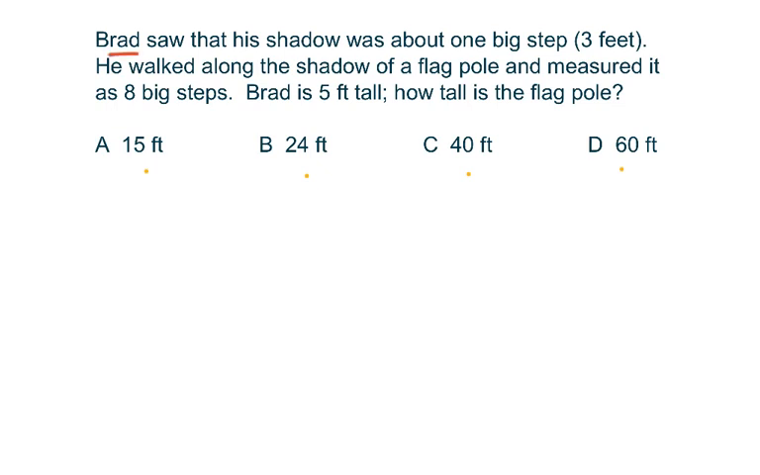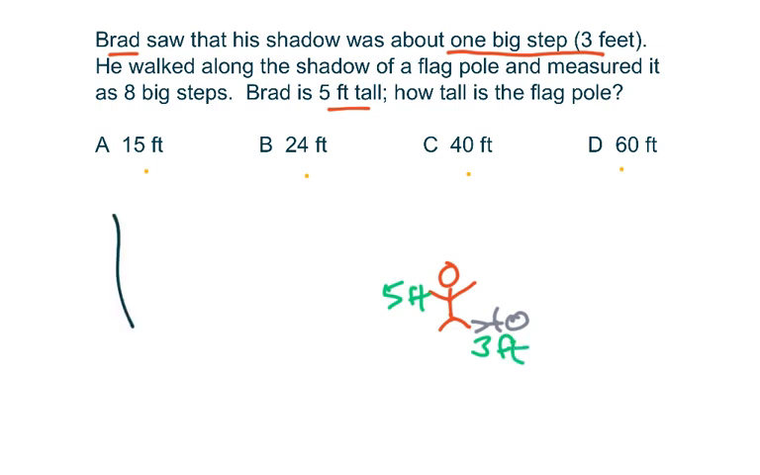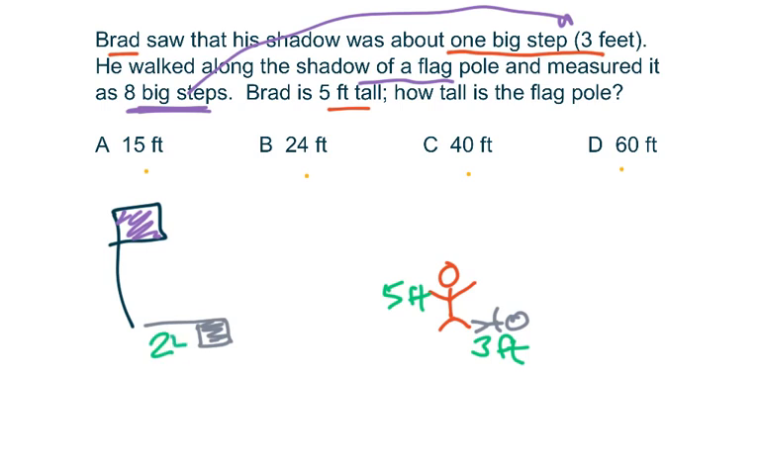So we got Brad. It says his shadow is 3 feet, and he is 5 feet. So if I draw up Brad, I'm going to label his height as 5 feet. I'm going to label his shadow as 3 feet, because that's what they told me. They told me it was one big step. Then I've got my flagpole. We'll go with the purple flag. The shadow of the flagpole was 8 big steps. Well, 8 times 3, that's going to be 24 feet. And what they want to know is how tall is the flagpole. So I'll mark that as an X.